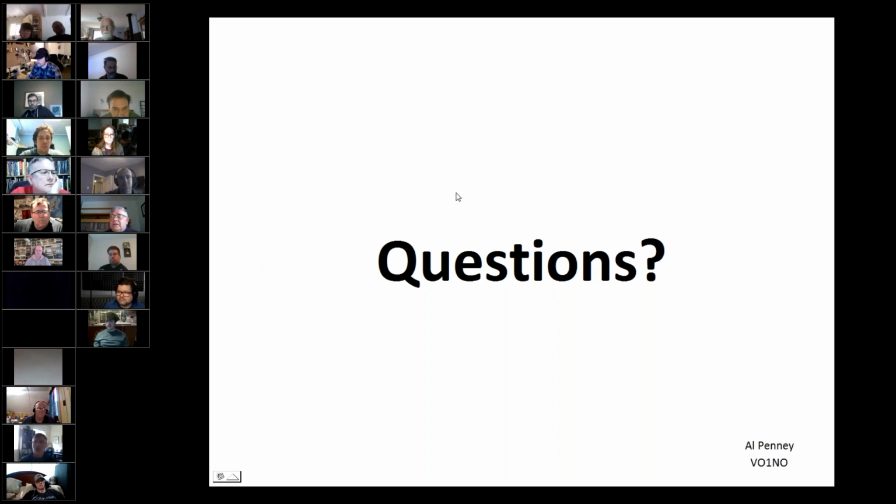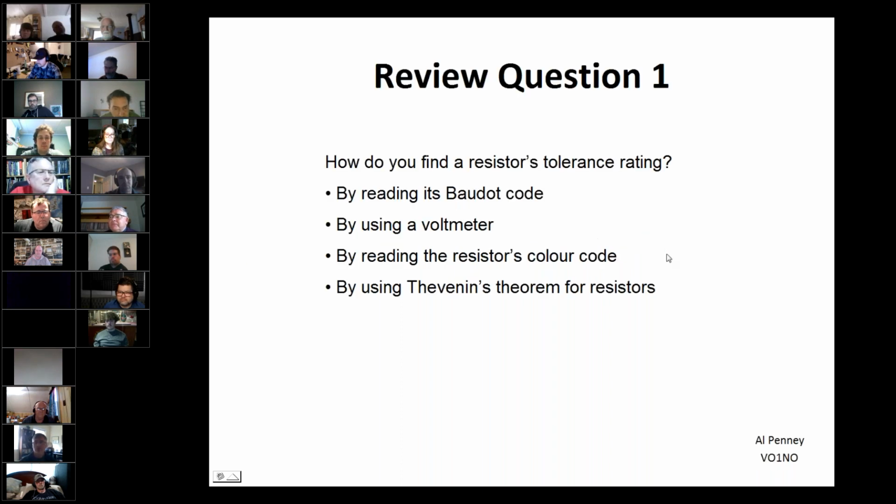Okay, let's get into some questions for you. What I want you to do is just indicate in the chat box what your answer is. No class answers, just type it in and hit enter when you've got it. How do you find a resistor's tolerance rating? I think everyone's got that by reading the resistor's color code. Yep.